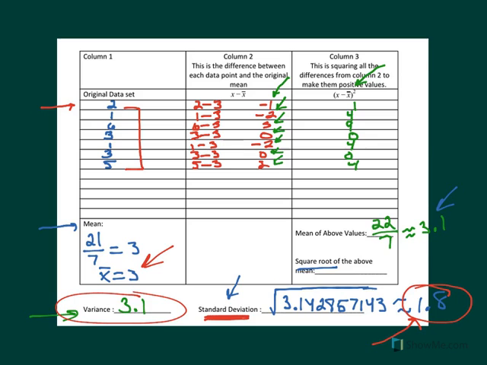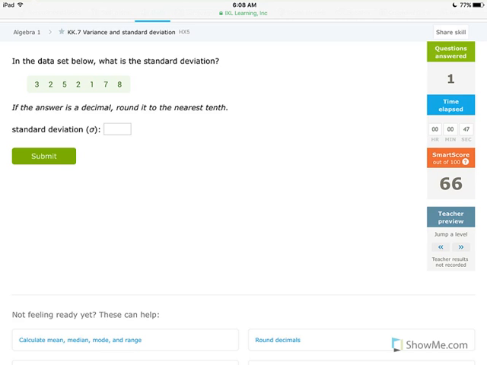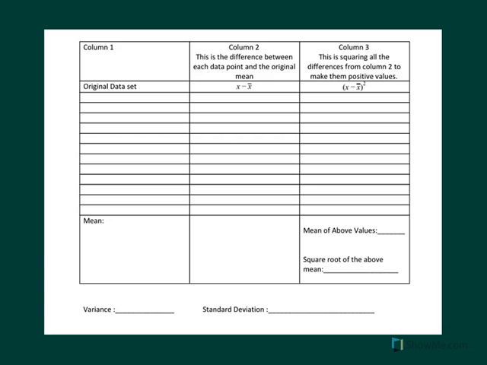But let's go ahead and do another problem that has standard deviation. So here's our next data set. This one, they want the standard deviation. So we're going to take that square root number. And let's go put our data into the table.